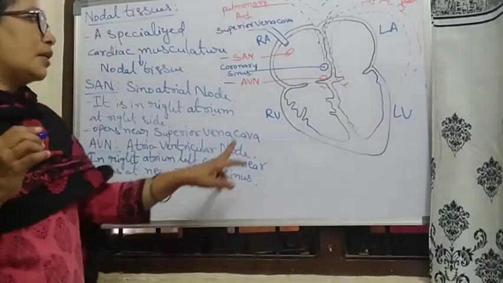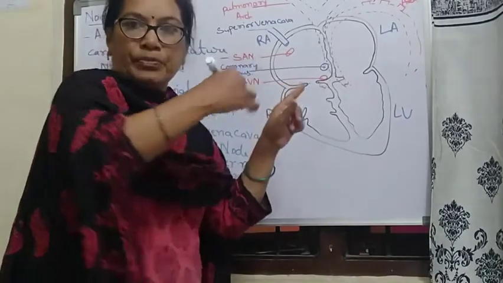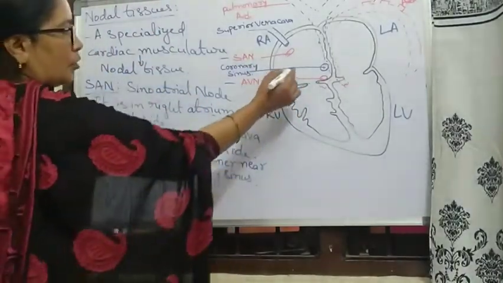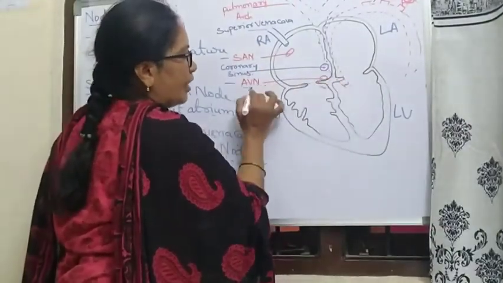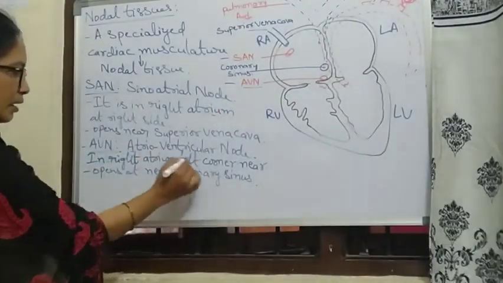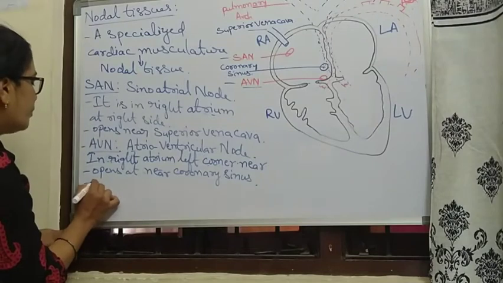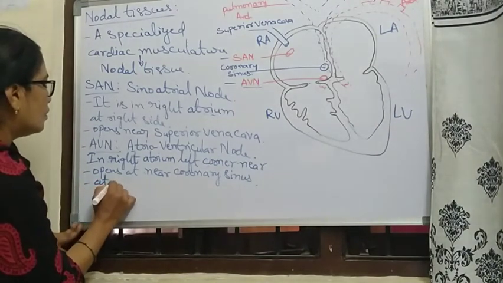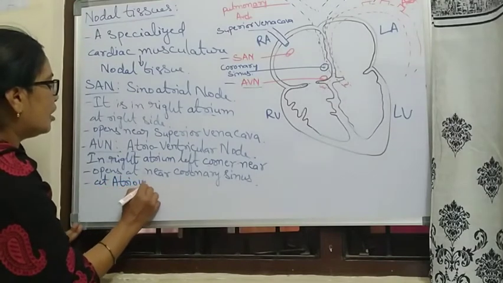What is the coronary sinus? It takes blood from the wall of the heart. Okay, it opens near the coronary sinus. It is the coronary sinus near this AVN node. Means it is located at the left corner, near the atrioventricular septum.